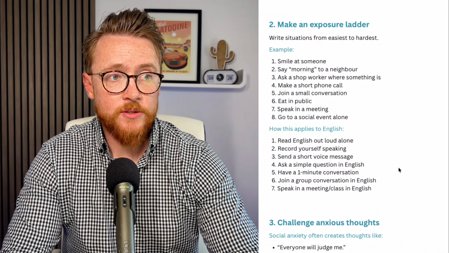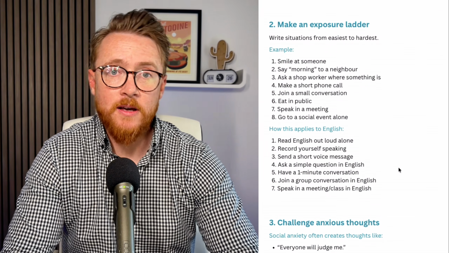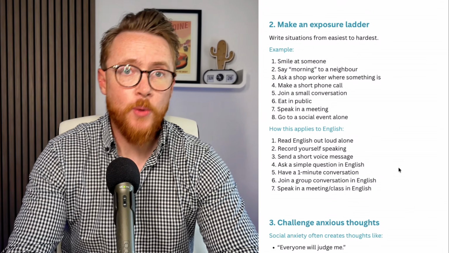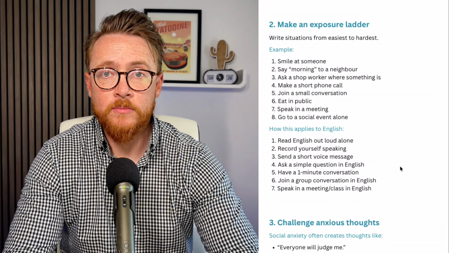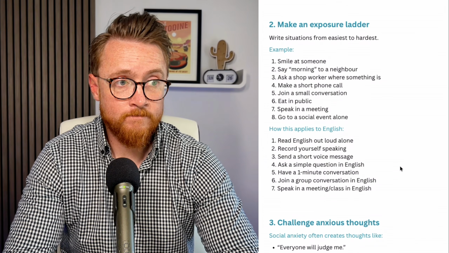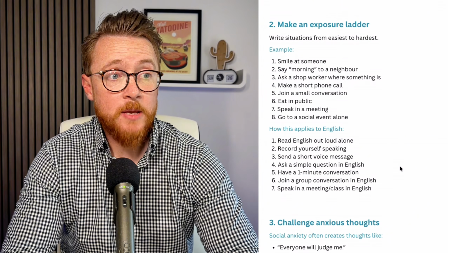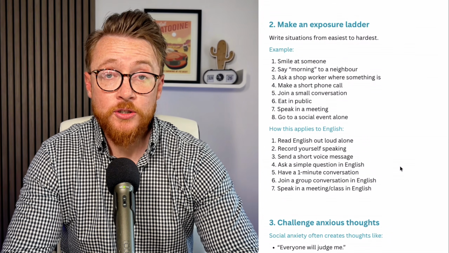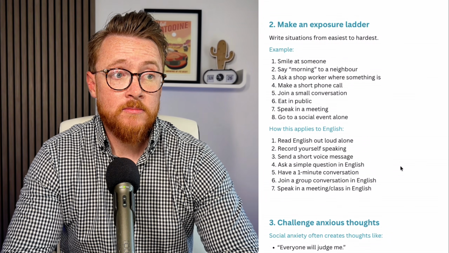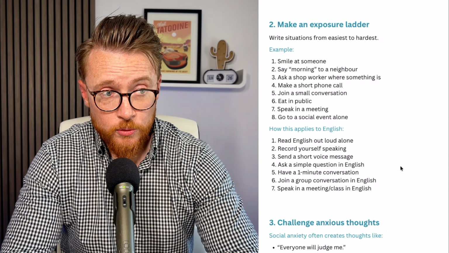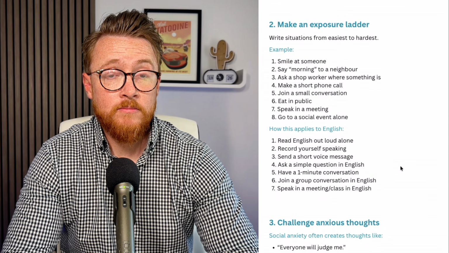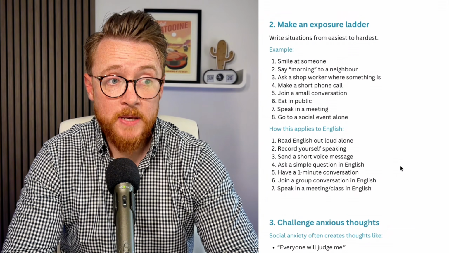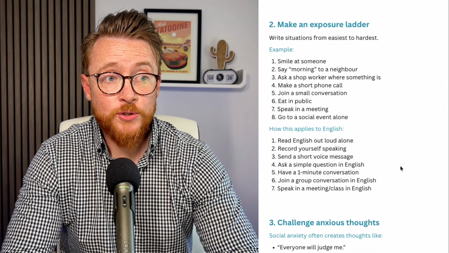Write situations from the easiest to the hardest. So here's 8 situations from the easiest to the hardest in social settings. Smiling at someone. Say good morning to a neighbour. Ask a shop worker where something is. Make a short phone call. Join a small conversation. Eating in public. Speak in a meeting. Go to a social event alone.